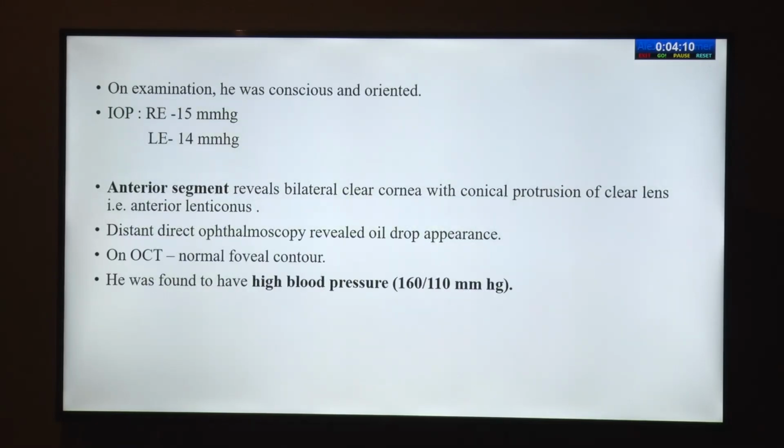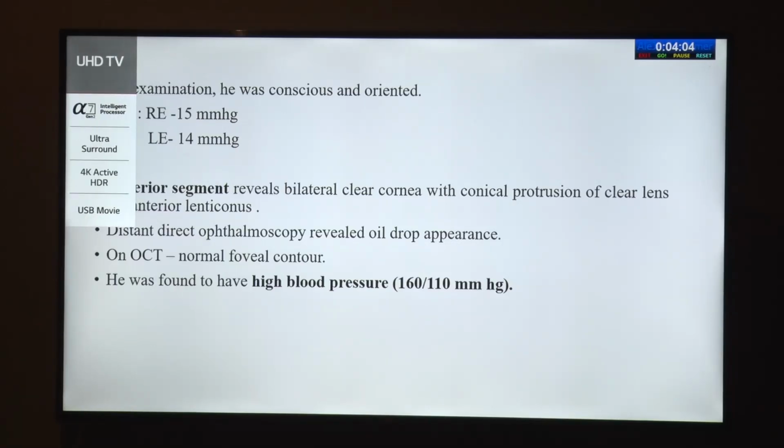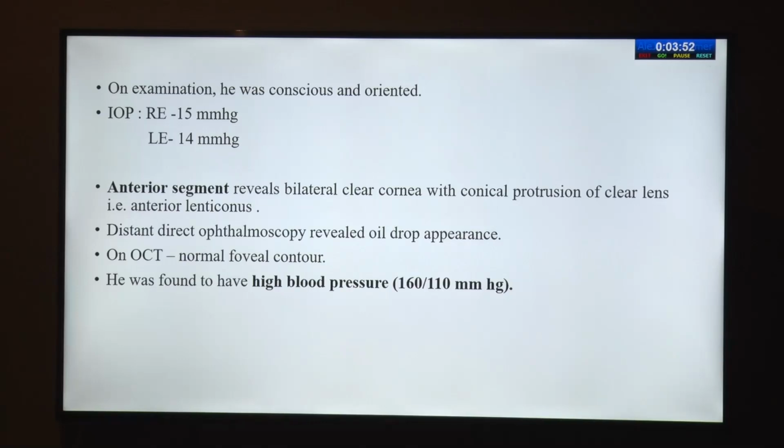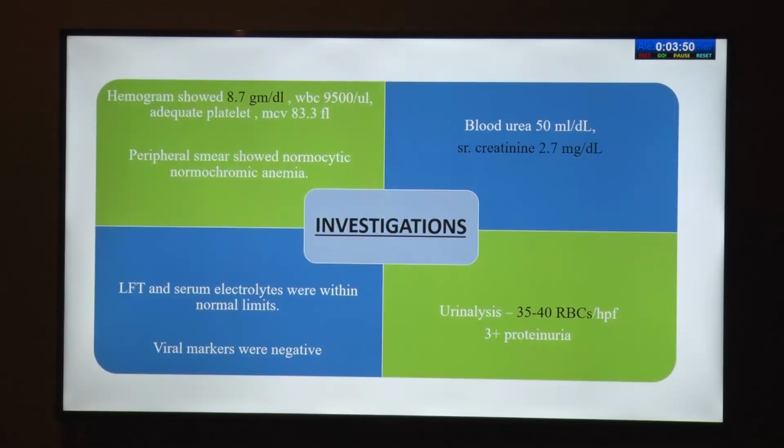On examination, he was conscious and oriented, IOP was normal in both eyes. Anterior segment reveals bilateral clear cornea with conical protrusion of the clear lens, that is anterior lenticonus. Distant direct ophthalmoscopy revealed the oil droplet appearance. On OCT, there was a normal foveal contour, and he was found to have high blood pressure, that is 160 by 110 mmHg. In the investigations, the patient showed anemia, serum creatinine was raised at 2.7, and urine analysis showed 35 to 40 RBCs.